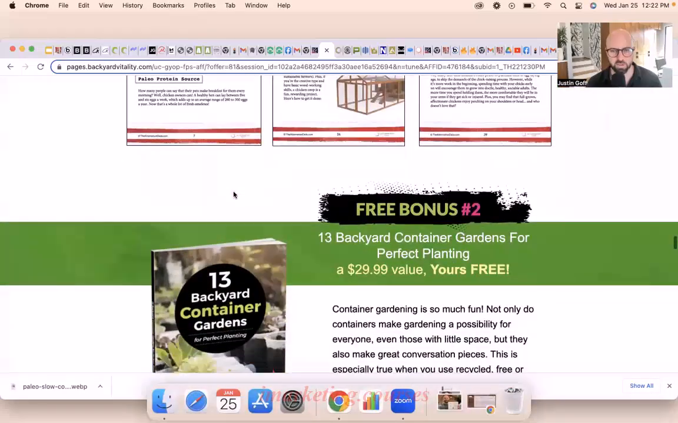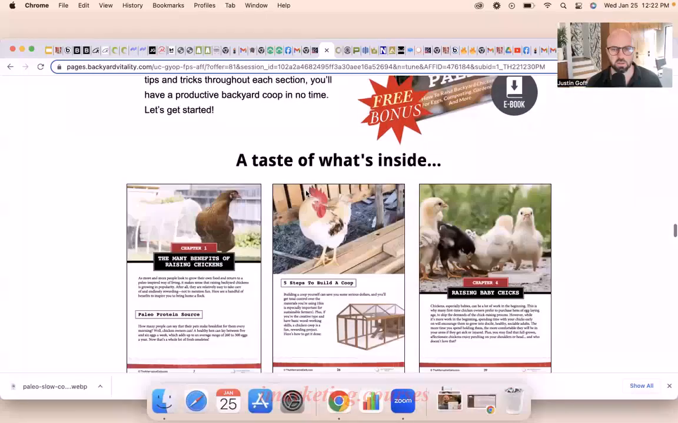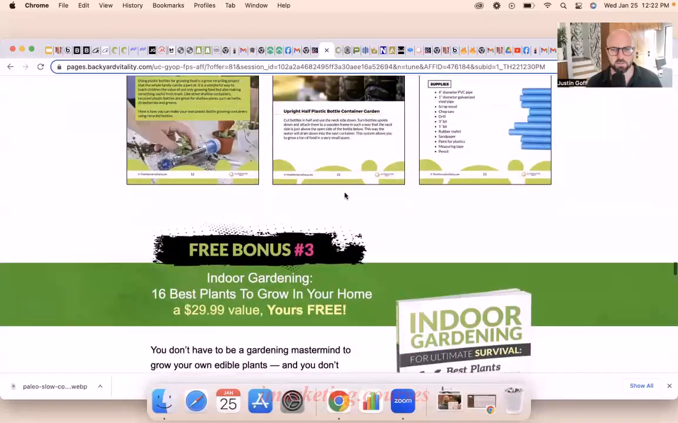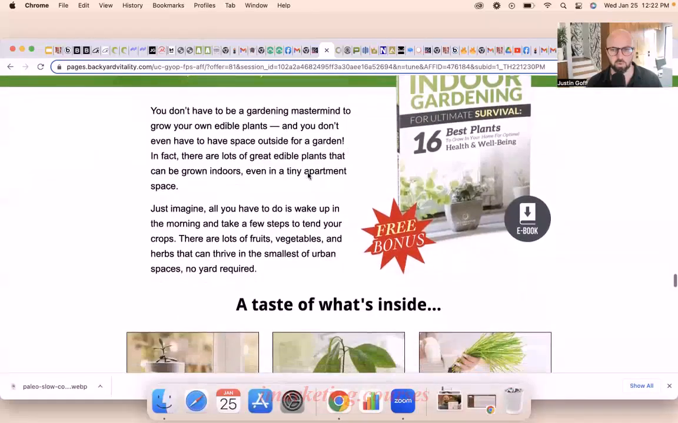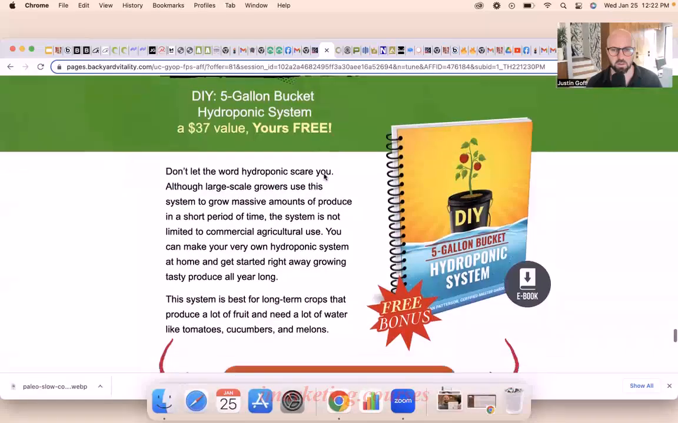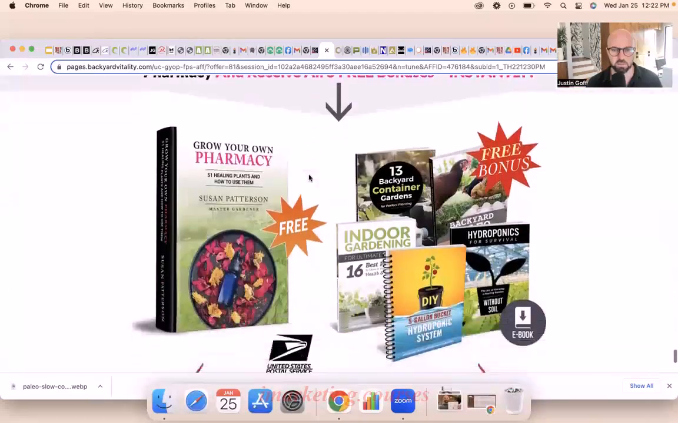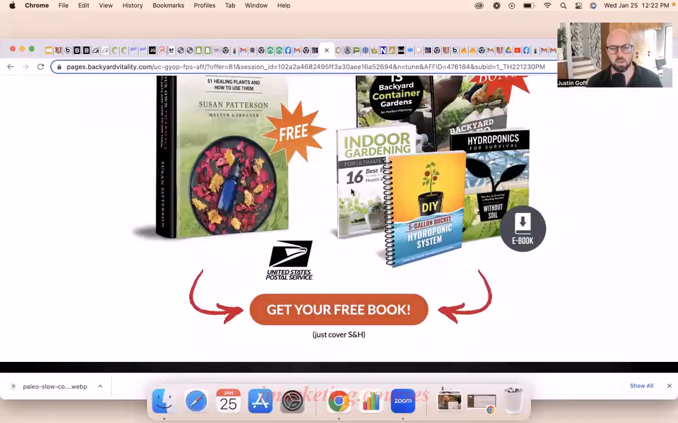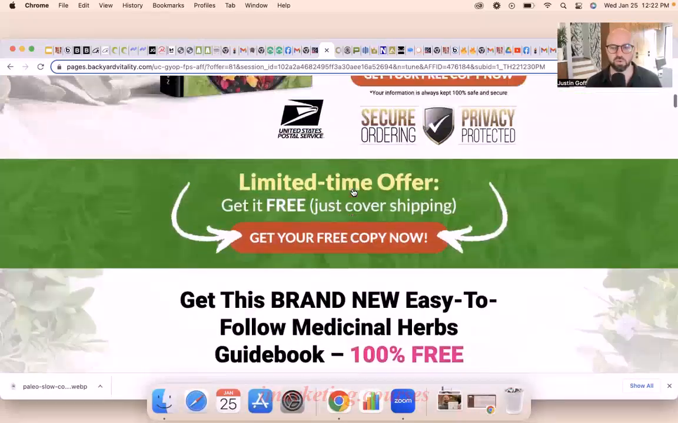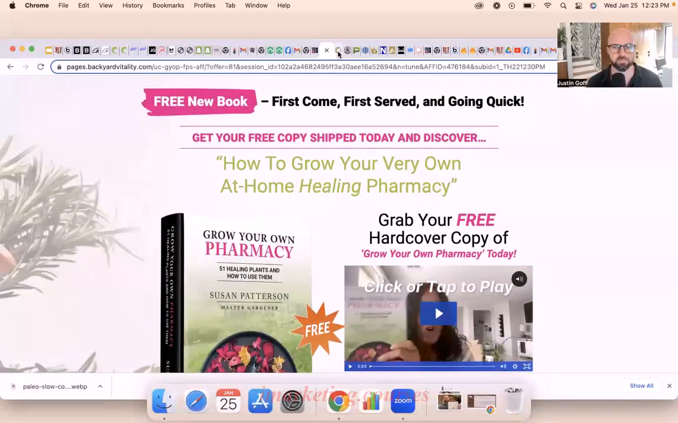Pretty basic sales page, showing you how to do things like raise your own chickens, grow your own plants, growing plants in your home, hydroponic gardening, the 5-gallon bucket hydroponic system, all kinds of cool little things. This is a good way to build a list to sell people future alternative health and gardening and remedies and stuff like that.